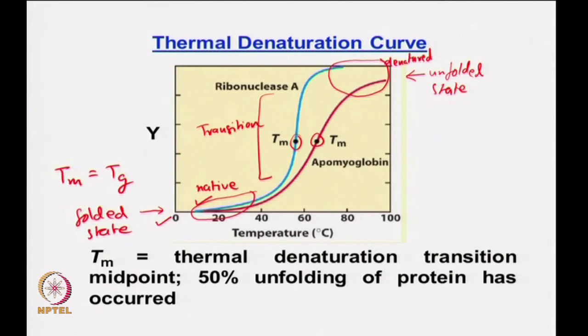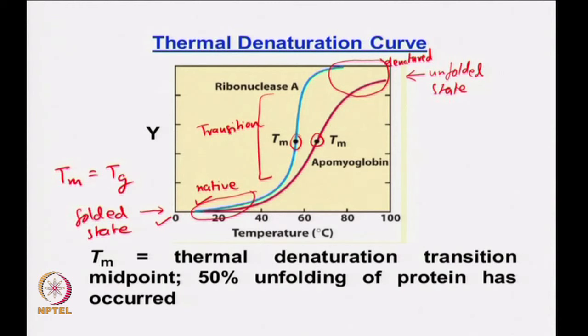And what is the characteristic of Tm? The characteristic of Tm is that this is, as it says, the midpoint. That means here K equilibrium is equal to 1. K equilibrium is equal to the concentration of denatured over the concentration of native. That means both of these have equal populations.